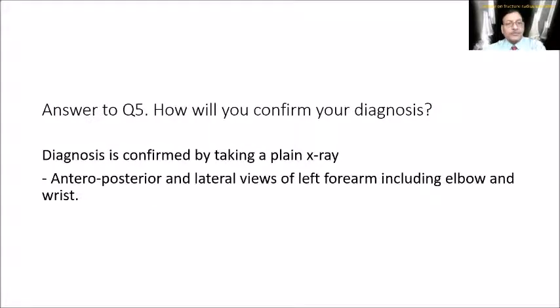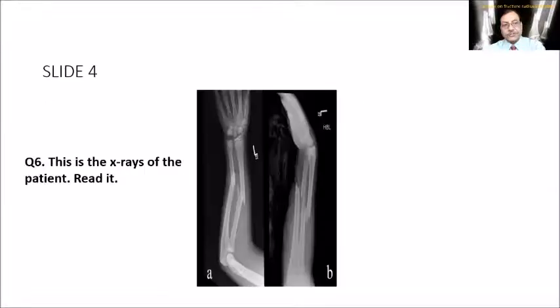Question 5, which was how will you confirm your diagnosis? The diagnosis will be confirmed by taking a plain X-ray. It is anteroposterior and lateral views of the left forearm, which includes elbow and the wrist. And this is the X-ray, and they can ask you to read this X-ray.